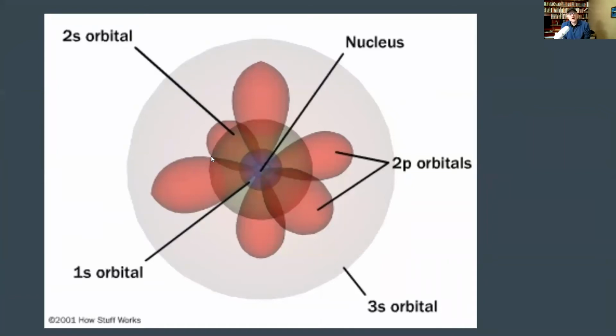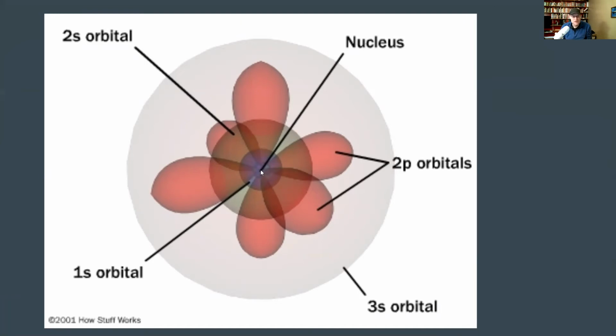So here's a diagram of the overlapping of a 1s orbital, a 2s orbital, 2 p orbitals, and a 3s orbital all around the center of the nucleus itself. I'm going to leave this here for a moment so you can take a look at it and see if you can absorb the whole thing. I will talk through it a little bit too.